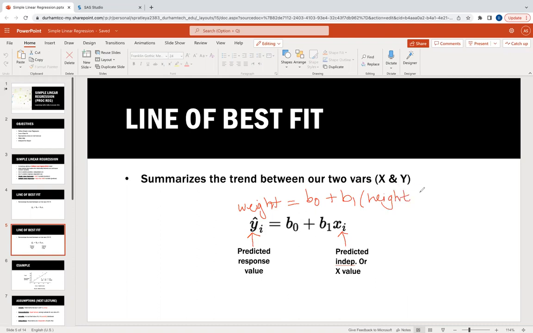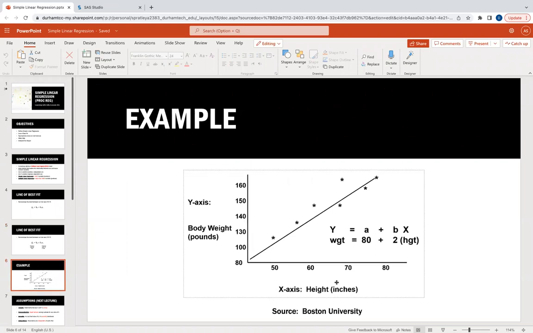And I want to quantify the relationship between weight and height. So that is as simple as it gets. So let's see an example of this line of best fit. In this example, we have height on the x-axis and weight in pounds on the y-axis, and here we're working with that same equation.